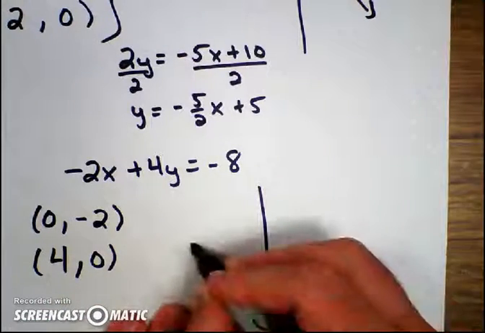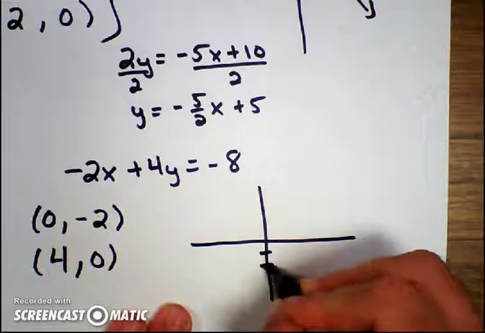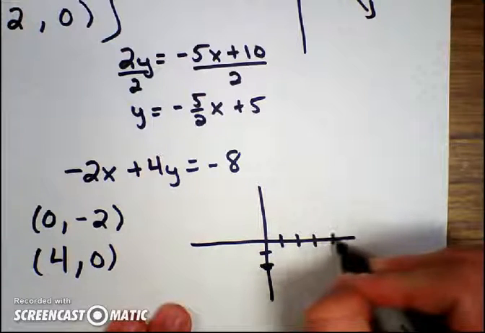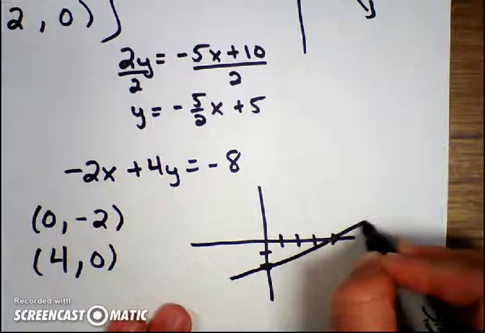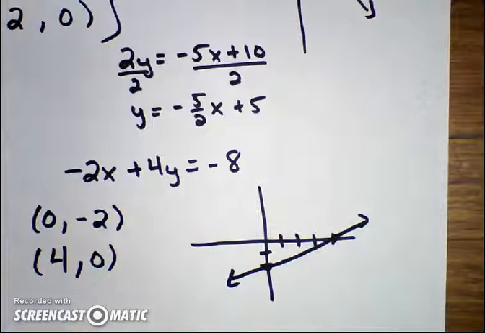Plot those 2 points. 0, negative 2 is right here. 4, 0 is right here. And you've got your graph. Takes no time hardly at all.